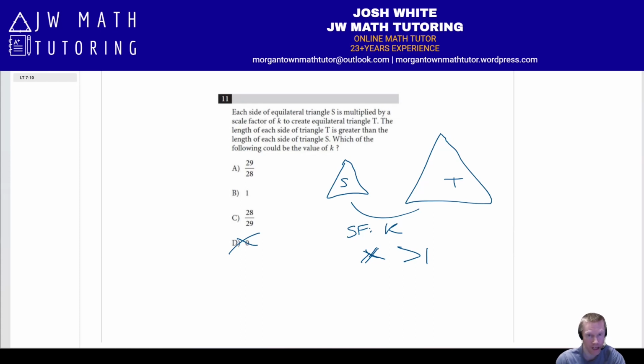If you multiply by exactly 1, then the two triangles are basically going to be congruent. T is going to be the exact same size as S, which does not meet the conditions of the problem. It says the length of each side of T is greater than the length of each side of S. So the correct answer for this one just has to be A. Again, the K value just has to be greater than 1 to make the sides larger, so it's just A, which is the only number greater than 1.